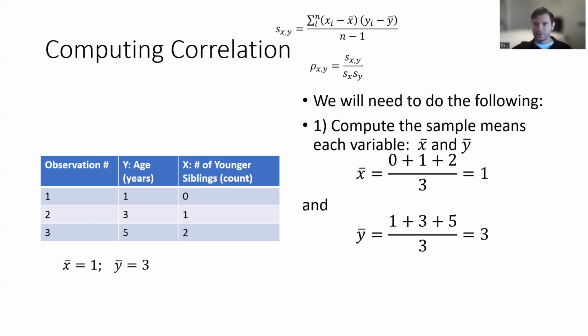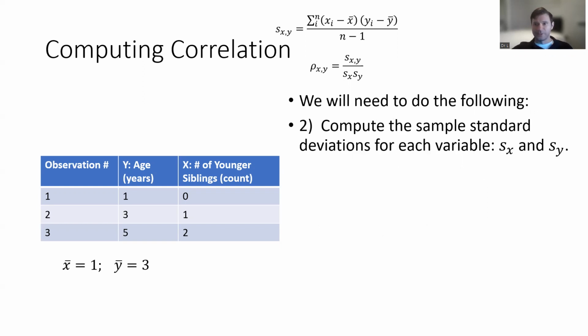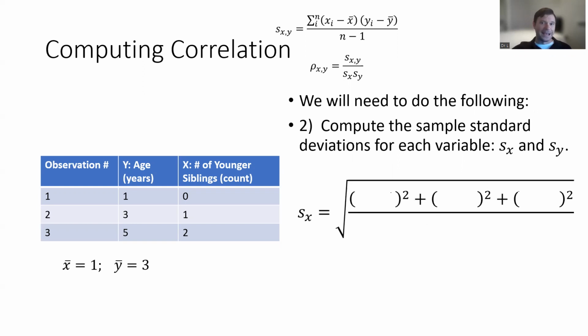Next thing we need to do is compute the sample standard deviations for each variable, x and y, which means we're going to go ahead and add up the square deviations from the mean. Since we have 3 observations, we're going to be adding up 3 terms before we average them by dividing not by 3, the number of observations, but by n minus 1. We have that degree of freedom adjustment here.